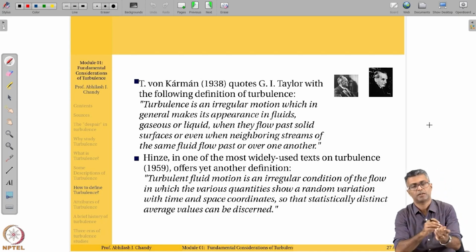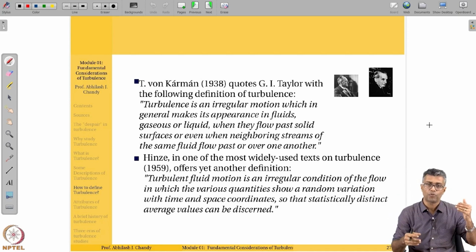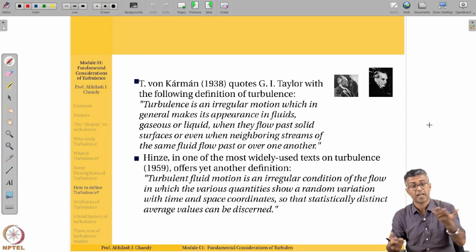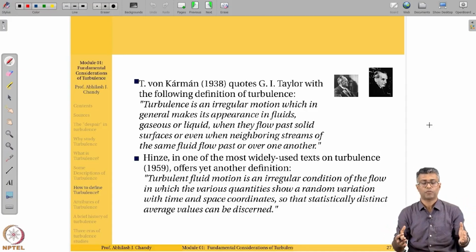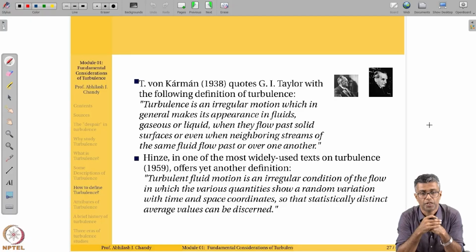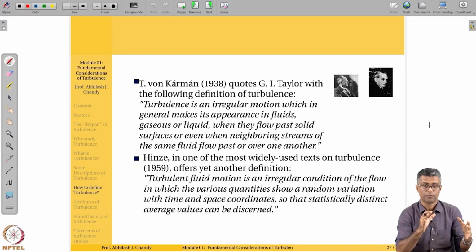But he's also saying that it occurs in fluids. It occurs when fluid flows over flat plates, say for example, some kind of solid surface, and also when two fluids flow over each other. So that was von Karman's definition. The irregularity is what he focused on.